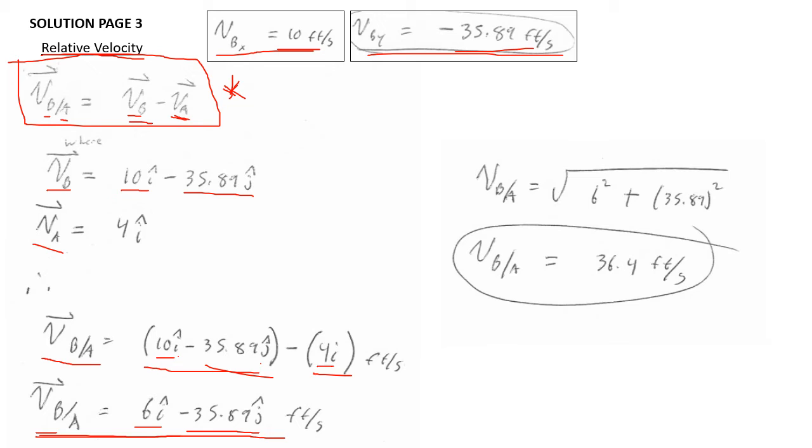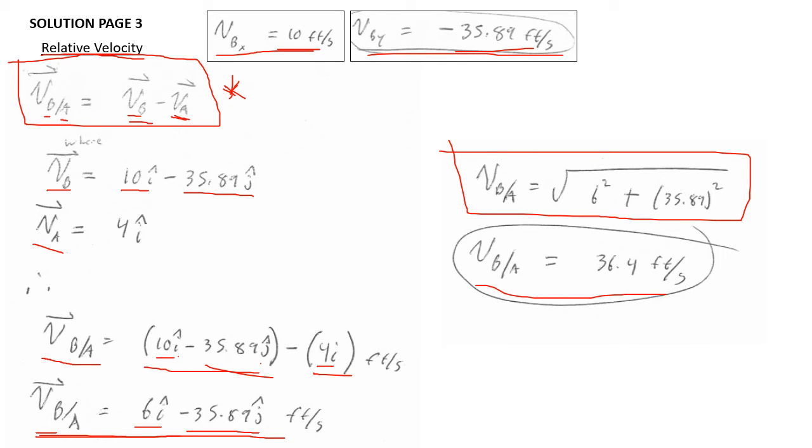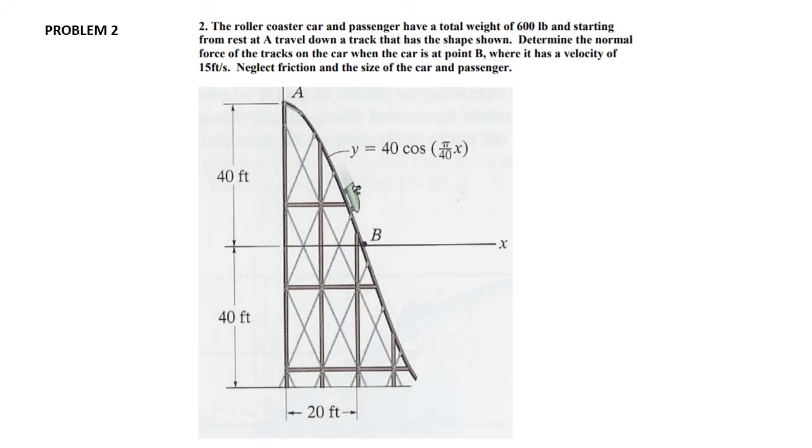If we want the magnitude of this, we take the square root of the sum of the squares. So v sub b relative to a is equal to the square root of 6 squared plus 35.89 squared. And we do that there. The magnitude of our velocity vector b relative to a is equal to 36.4 feet per second. Problem 2 from our exam right here.